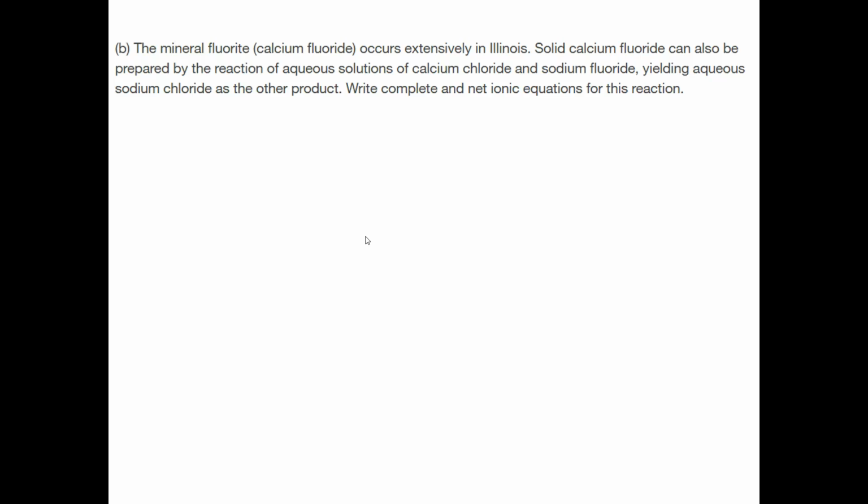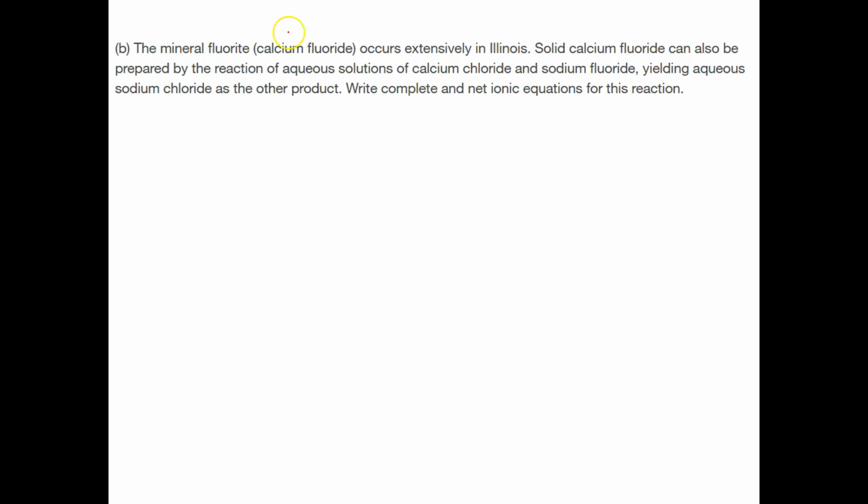So let's look at a problem from the OpenStax book. This one reads, the mineral fluorite, which is calcium fluoride, occurs extensively in Illinois. Solid calcium fluoride can also be prepared by the reaction of aqueous solutions of calcium chloride and sodium fluoride, yielding aqueous sodium chloride as the other product. Write complete and net ionic equations for this reaction.